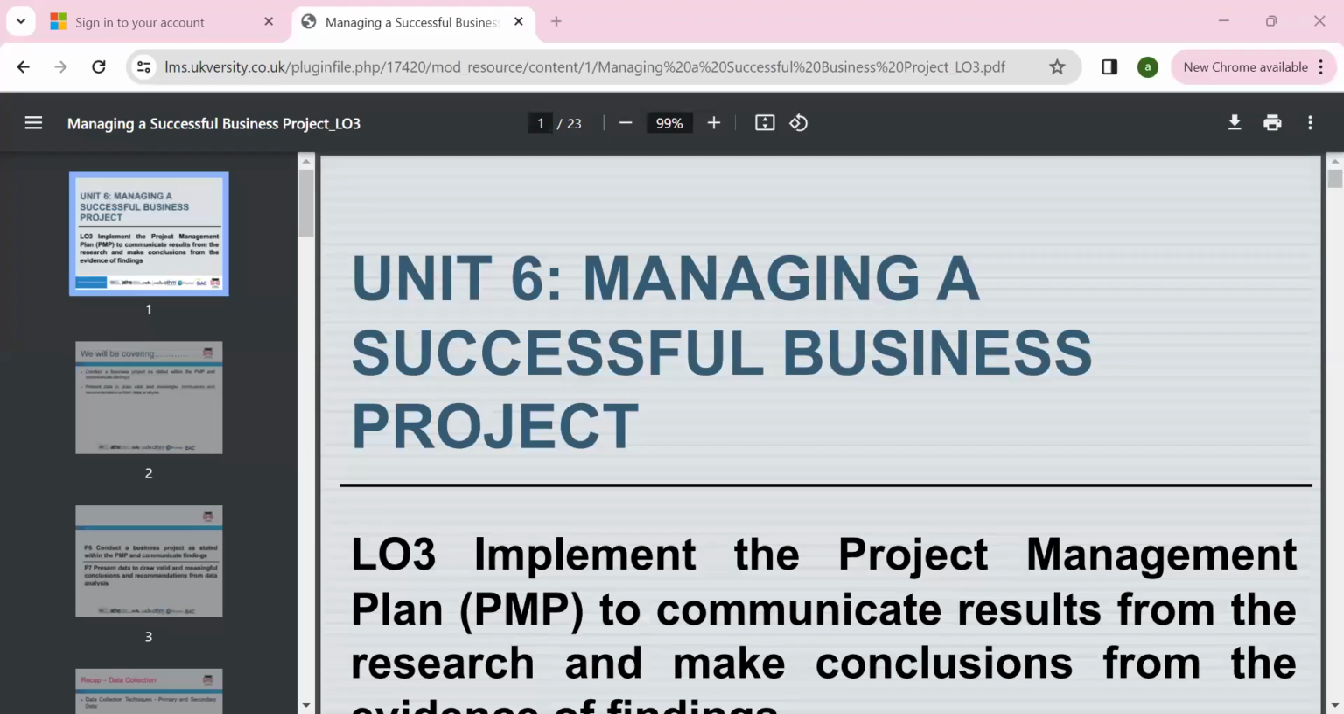Okay, welcome everyone. We'll start lesson three. In lesson one, we discussed aims and objectives. In lesson two, we discussed the literature review. This lesson we will go through our LO3, which is about how we can communicate the result of the project.